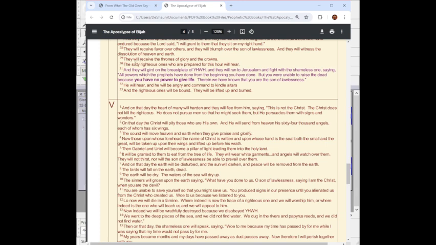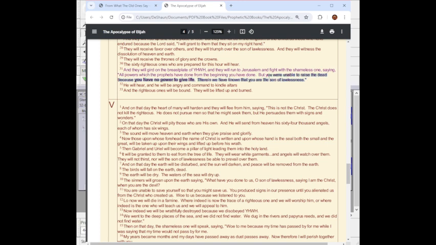Hold on. The 60 righteous ones who are prepared for this hour will hear, and they will gird on the breastplate of the Great Spirit, and they will run to Jerusalem and fight with the shameless ones, saying, all powers which the prophets have done from the beginning you have done, but you were unable to raise the dead, because you have no power to give life. Therein we have known that you are the son of lawlessness.